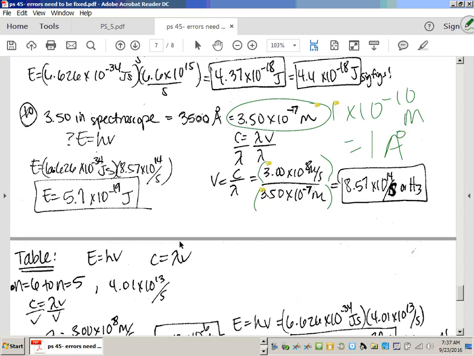So it makes sense for 8 minus a negative 7 that the exponent goes up to 14. That makes sense. So 8.57 times 10 to the 14th per second is our frequency, or you can call it hertz. I'm going to stick with per second for the time being, because as you find your frequency, you then have to plug that directly into your energy equation. What is the exponent on the 3.5 times 10 to the negative 7?